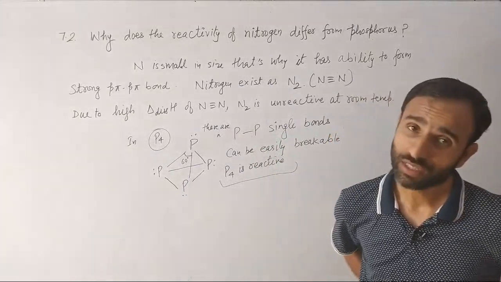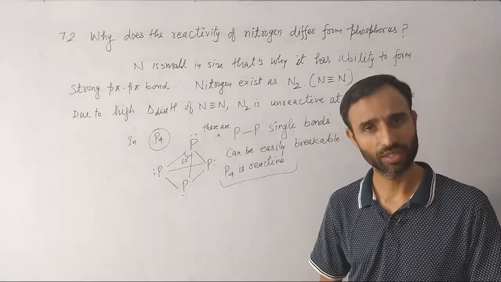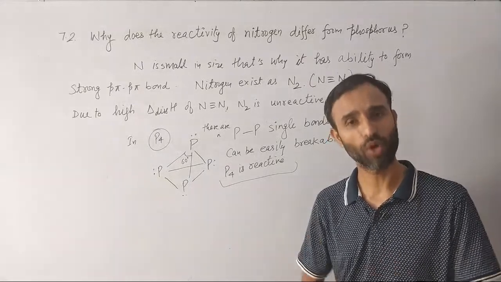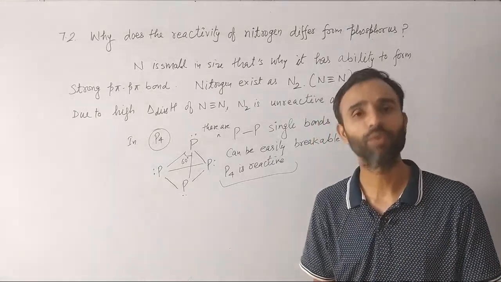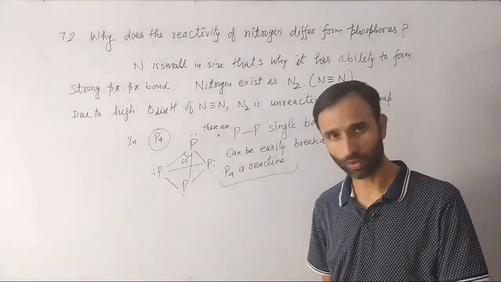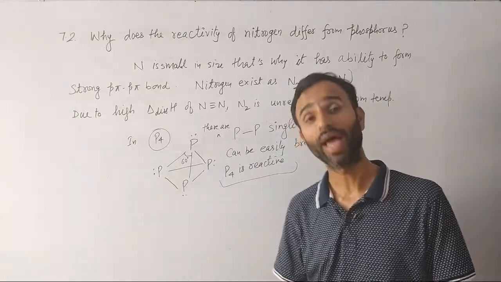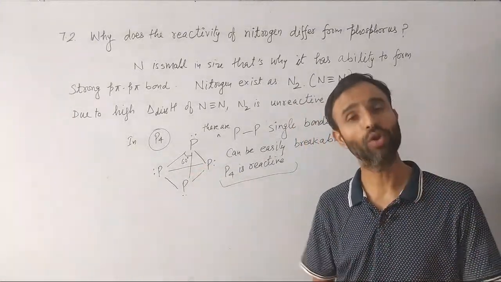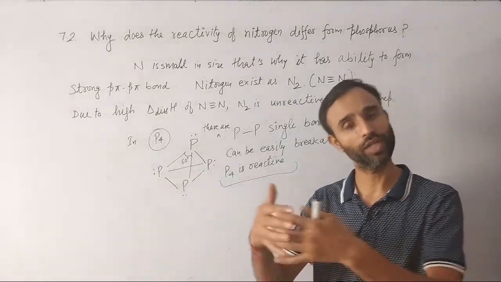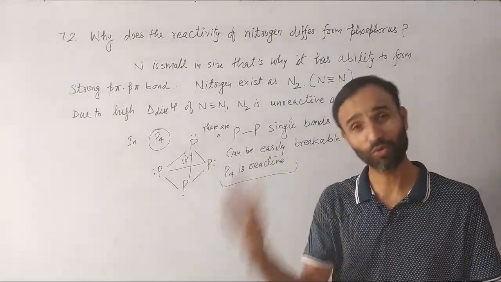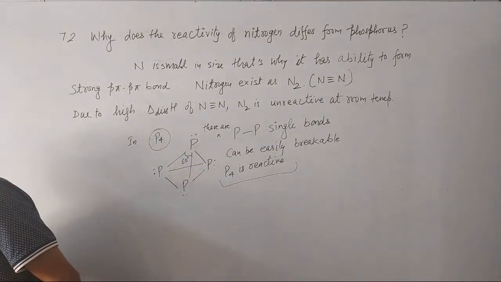Why is nitrogen a gas and P4 a solid? Same reason, due to atomicity, due to molecular mass. Because nitrogen exists as N2, its molecular mass is low, intermolecular attractions are less, and that's why it is a gas. But phosphorus exists as P4 because of its large size, it cannot form strong p-pi bond, and as P4 has higher molecular mass, van der Waals attractions are more, intermolecular attractions are more, therefore P4 is a solid. So see how many questions you can cover, right? Okay, this is P4 and N2.